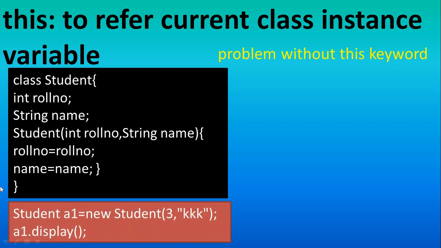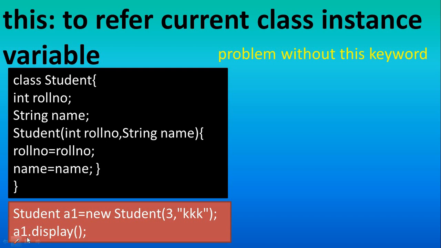Then if you create the object in the main method and execute the display method, assume in the display method you are just showing the value of roll number and name. When you create the object, these values will be passed: roll number 3 and a particular string value. Then these two variables will get the value from there.